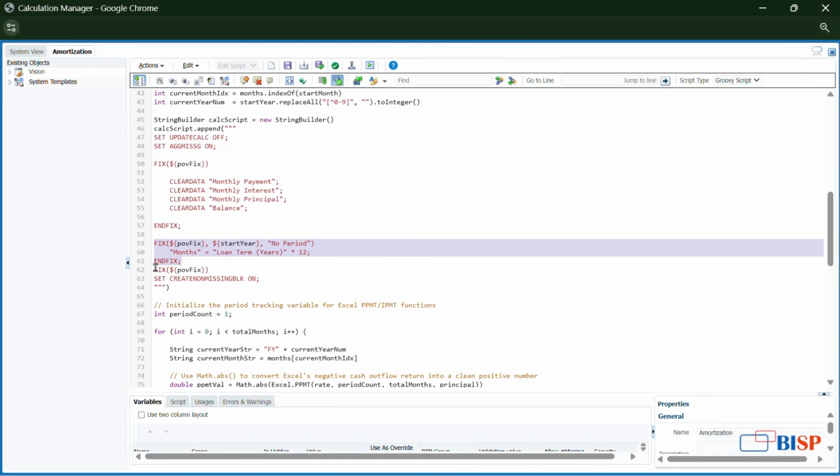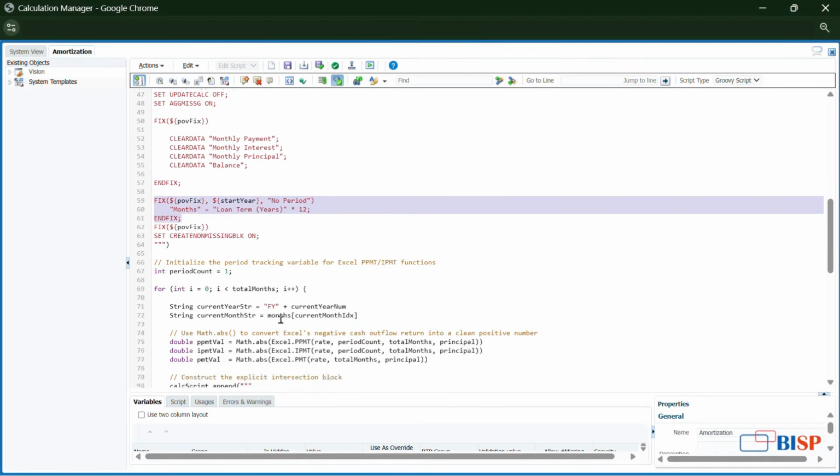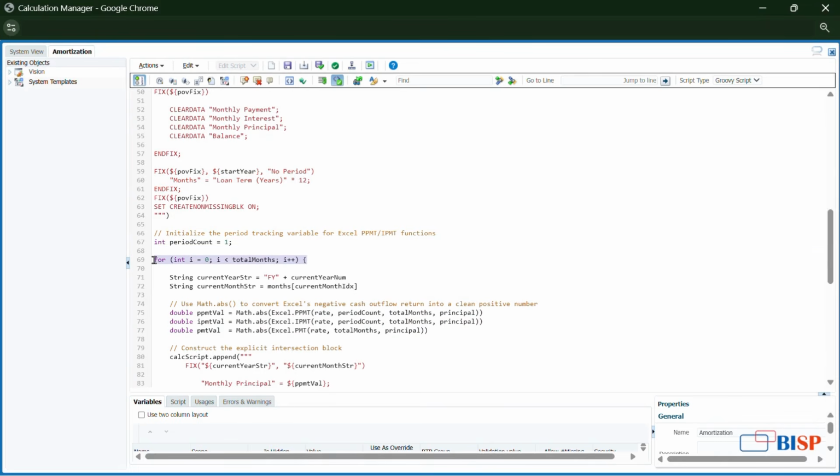Now, for int i equals 0, i less than totalMonths, i plus plus. This is the heart of the solution. The loop runs once for every payment period. For a 24-month loan, the loop executes 24 times. Each iteration generates a row of the amortization schedule.